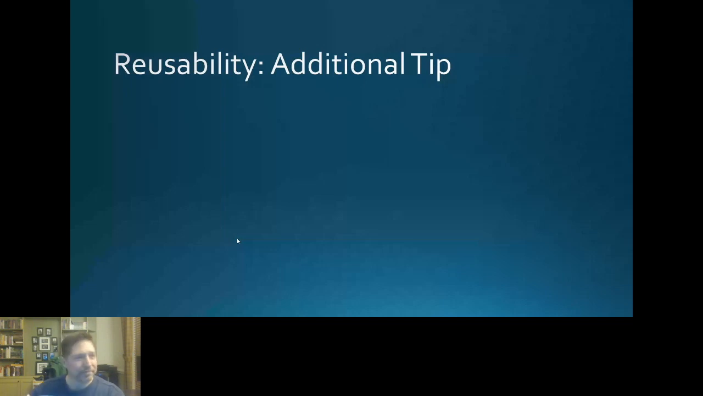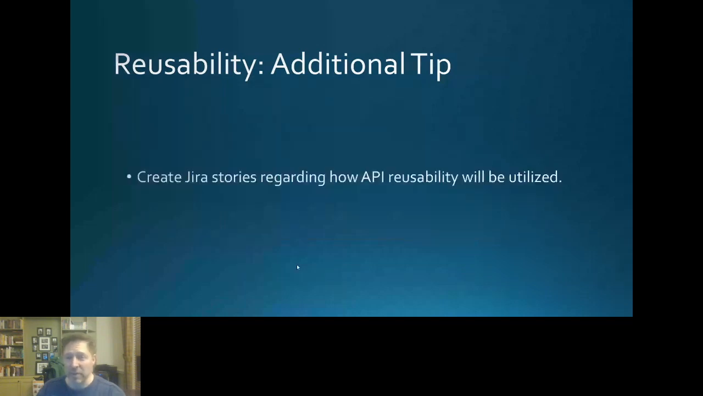But what about this one? Ask your business partners or ask your client, or maybe you would even do this yourself, to create a JIRA story regarding how API reusability would be utilized. So in other words, everybody says they want reusability, but why and how, right? If somebody can write a JIRA story about that topic, that gives you as developers much more power and leverage to be able to design for reusability.